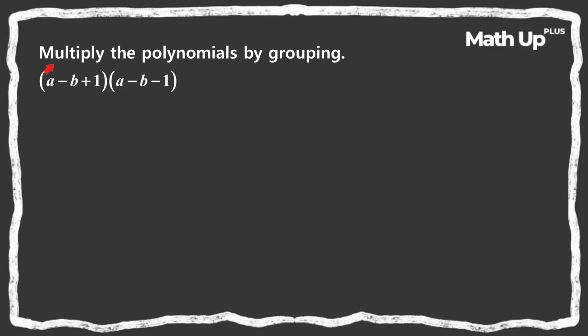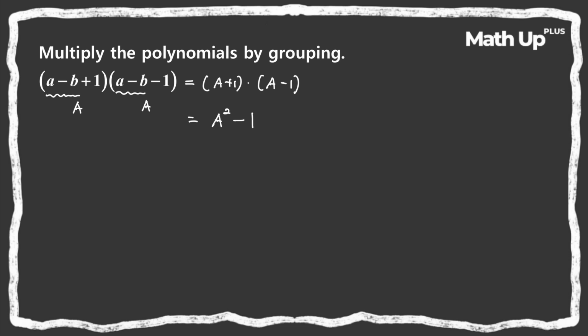The question is to multiply the polynomials by grouping. If each of these polynomials has the same expression, in this case a minus b, then we can let a minus b be equal to capital A. So if we rewrite this expression, that is equal to A plus 1 times A minus 1, that is equal to A squared minus 1, right?